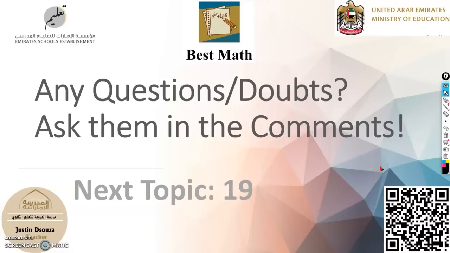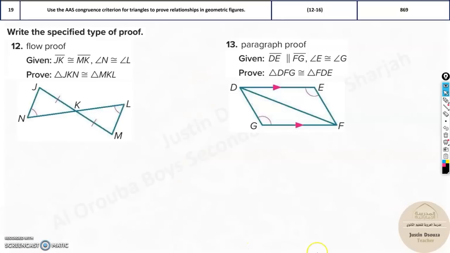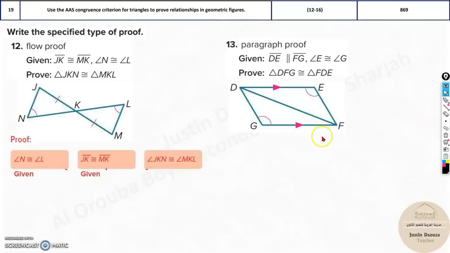The 19th topic is on the ASA postulate. We have done paragraph proofs and flow proofs already in part 1. This is similar to it, where we use either a flow proof, paragraph proof, or statement reason, depending on what has been asked, and then we write it out. So this is not in writing. Maybe one of the steps over here they might ask you in the exam. So that's what they might do.